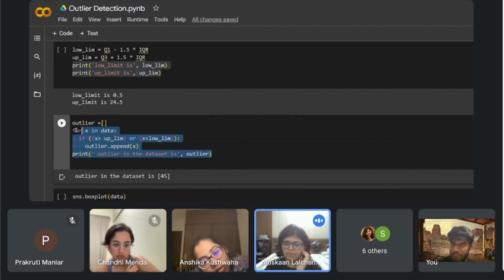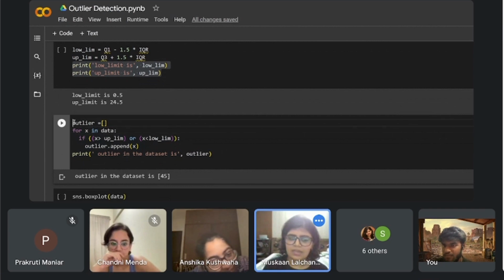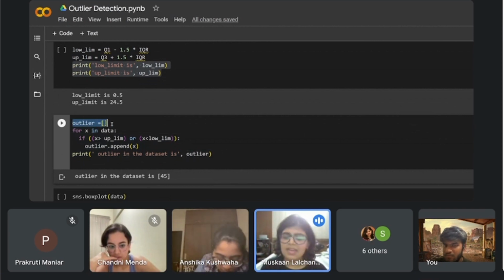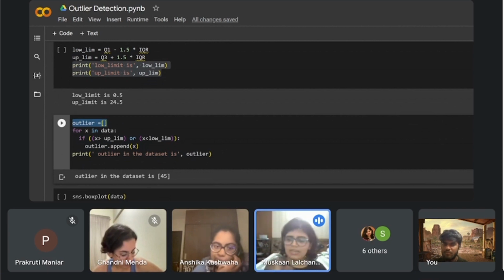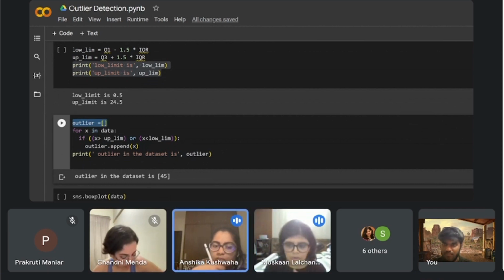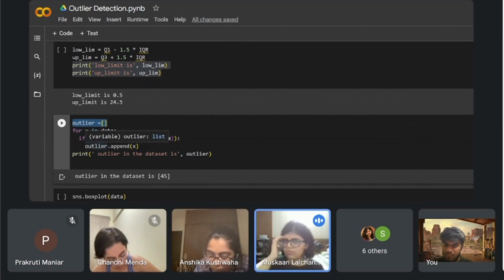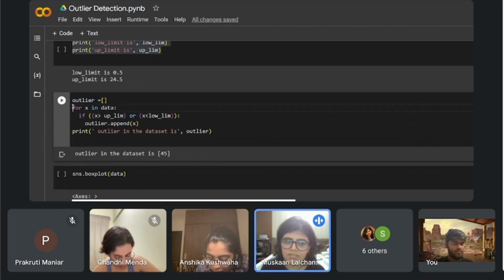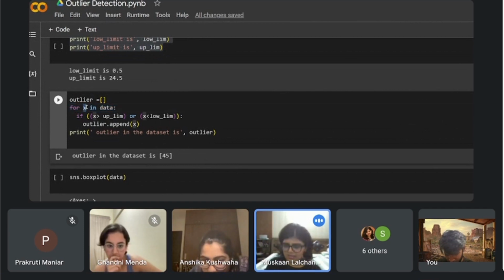Now this is a bit complicated, but it is very interesting and easy to understand. So now we are telling the program that outlier, we are defining outlier as an empty array, which means it is an empty bag. Initially you have an empty bag and then we tell the program to slowly start filling the bag. How are we doing it? We are using a loop called the for loop. Python has different kinds of loops, for example the while loop and the for loop. So what does this statement mean? This statement means for x in data, which means x can be anything in the data.